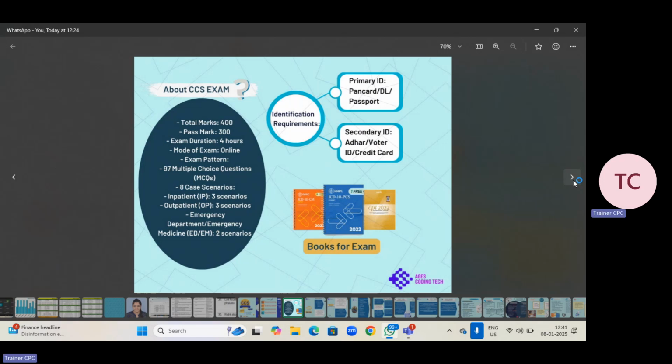And coming to the ID card requirements for this CCS exam, you should have 2 ID cards, team. That is Aadhaar card and driving license, or passport and driving license, like that. 2 ID cards are required.